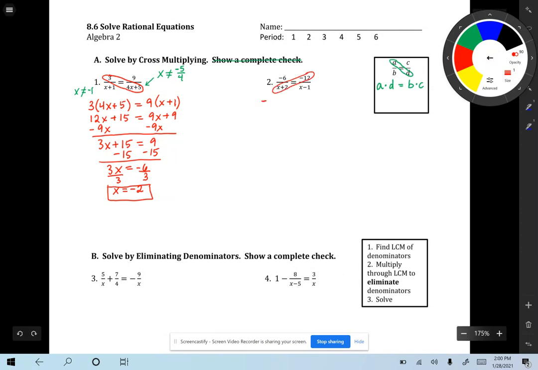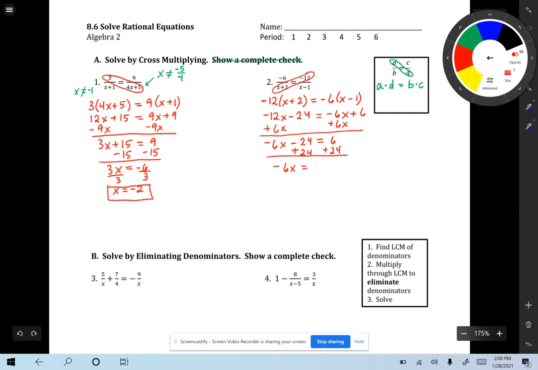Again, it doesn't matter. -12 times x plus 2 equals -6 times x minus 1. The left side will be -12x minus 24. The right side will be -6x plus 6. Add 6x to both sides. And I have -6x minus 24 equals positive 6. Add 24 to both sides. -6x equals 30. Divide by -6.